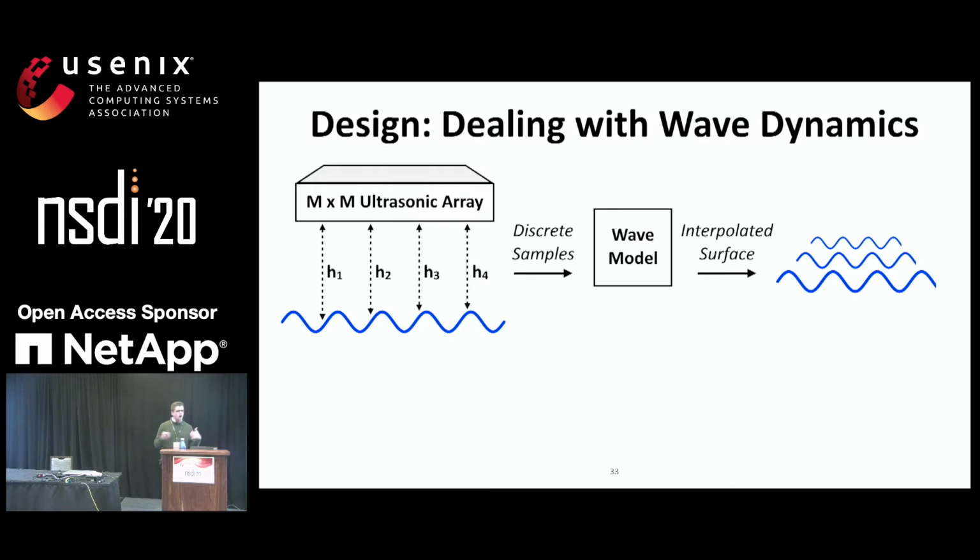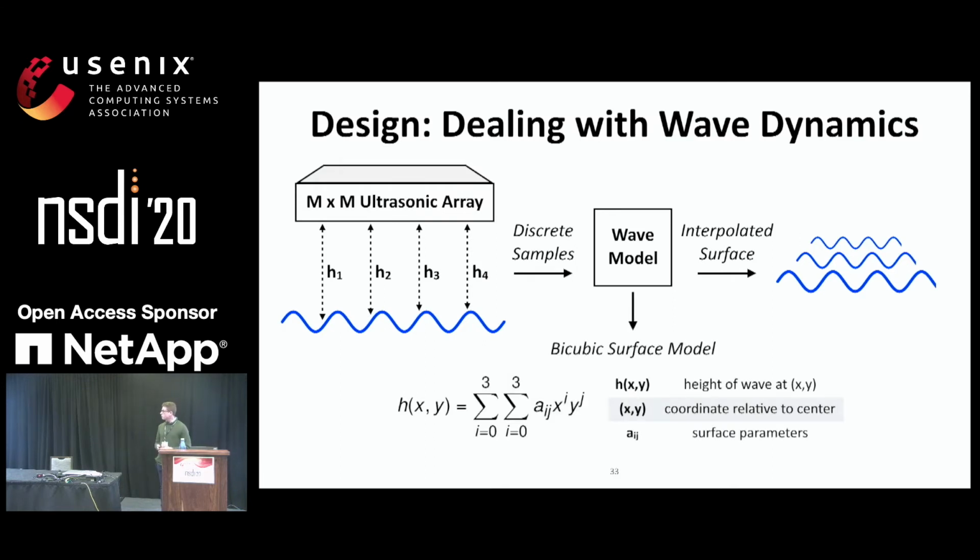For our implementation, we used a bicubic surface model as our wave model. This can be replaced in the future with more advanced models, like going straight to the physics of dispersion. But for simplicity and flexibility, we chose this for our implementation. And here we can see h of x y is the height of a single sensor at some x y coordinate, and alpha are our surface parameters.